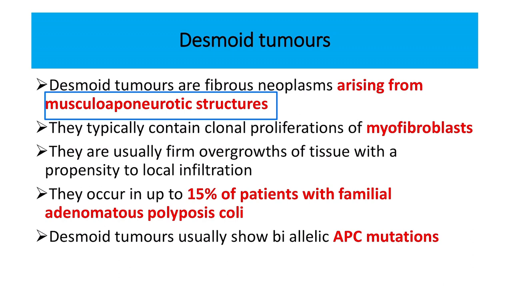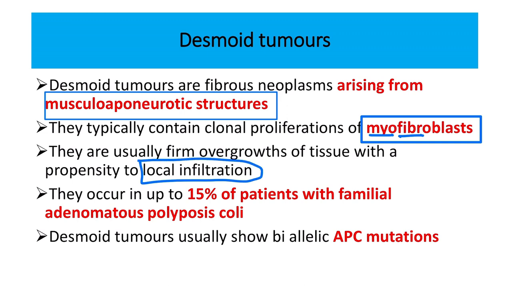Why? Because it is derived from the musculoaponeurotic structure, and actually it is a proliferation of the myofibroblast. Myo means muscle, fibro means fibrous. So muscle and fascial layer, the desmoid tumor is derived from, and it usually forms an overgrowth in the tissue with propensity of local infiltration. It is very important that the desmoid tumor usually does not metastasize. It is a non-metastasizing tumor, but keep in mind that it is locally very aggressive.